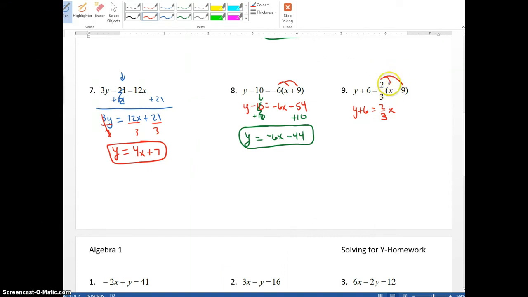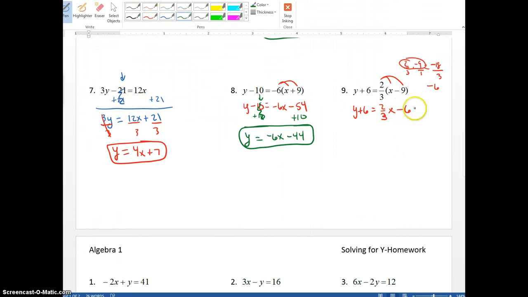Either go ahead and multiply these in your calculator, or 2/3 times negative 9. First off, 2 times negative 9. Remember, put negative 9 over 1. 2 times negative 9 is negative 18. Over 3 times 1 is 3. And when you simplify that, you get negative 6.